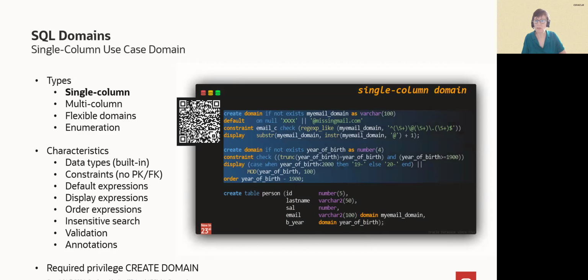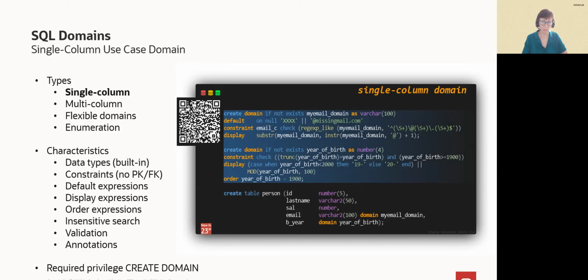How can I use it? I can use it in a create table statement. As you can see here, the email, for example, will get the additional information. You need the keyword domain here. My email domain is my defined domain here. And the second one is the year of birth that I can use in the person table here. These are separate objects, as you can see, and the table person.